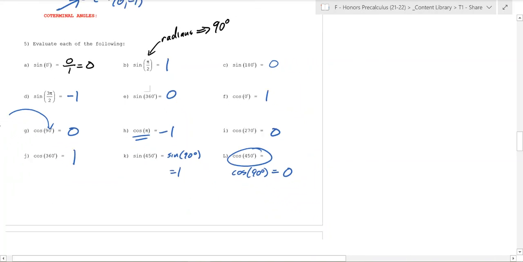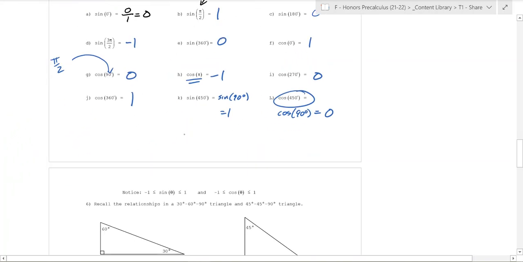You'll notice that for sine of x, the greatest it can be is 1, and the least it can be is negative 1, and cosine of x is also bounded. So you can never get values outside of 1 to negative 1 when you take sine or cosine, regardless of radians or degrees.